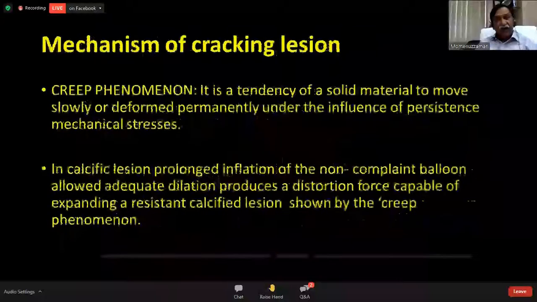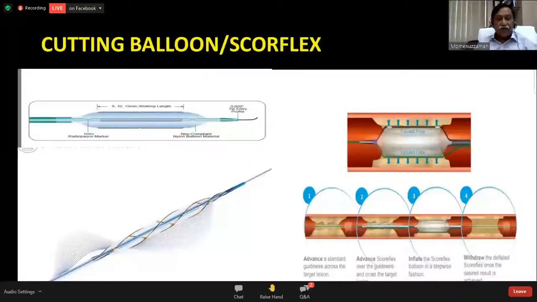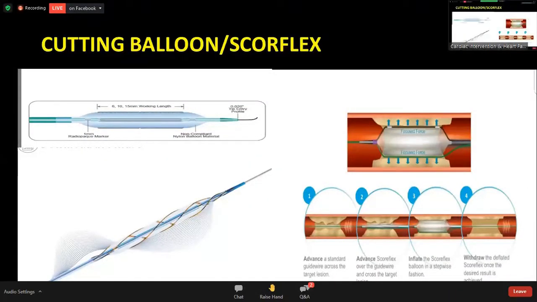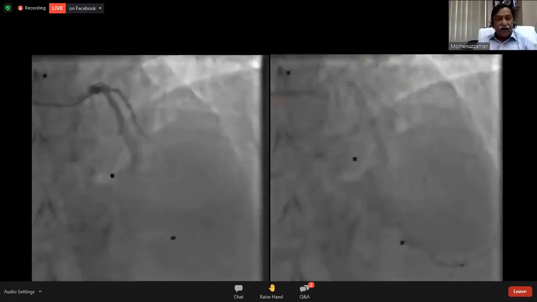There is a phenomenon called the creep phenomenon. It is a tendency of a solid material to move slowly and deform permanently under the influence of persistent mechanical stress. In a calcific lesion, a prolonged inflation of the non-compliant balloon allows adequate dilatation and produces a distortion force capable of expanding a resistant calcific lesion, as shown by the creep phenomenon. These are some devices: cutting balloon, Scoreflex or Safeguard, and AngioSculpt. These can be used for mild to moderate calcific lesions.